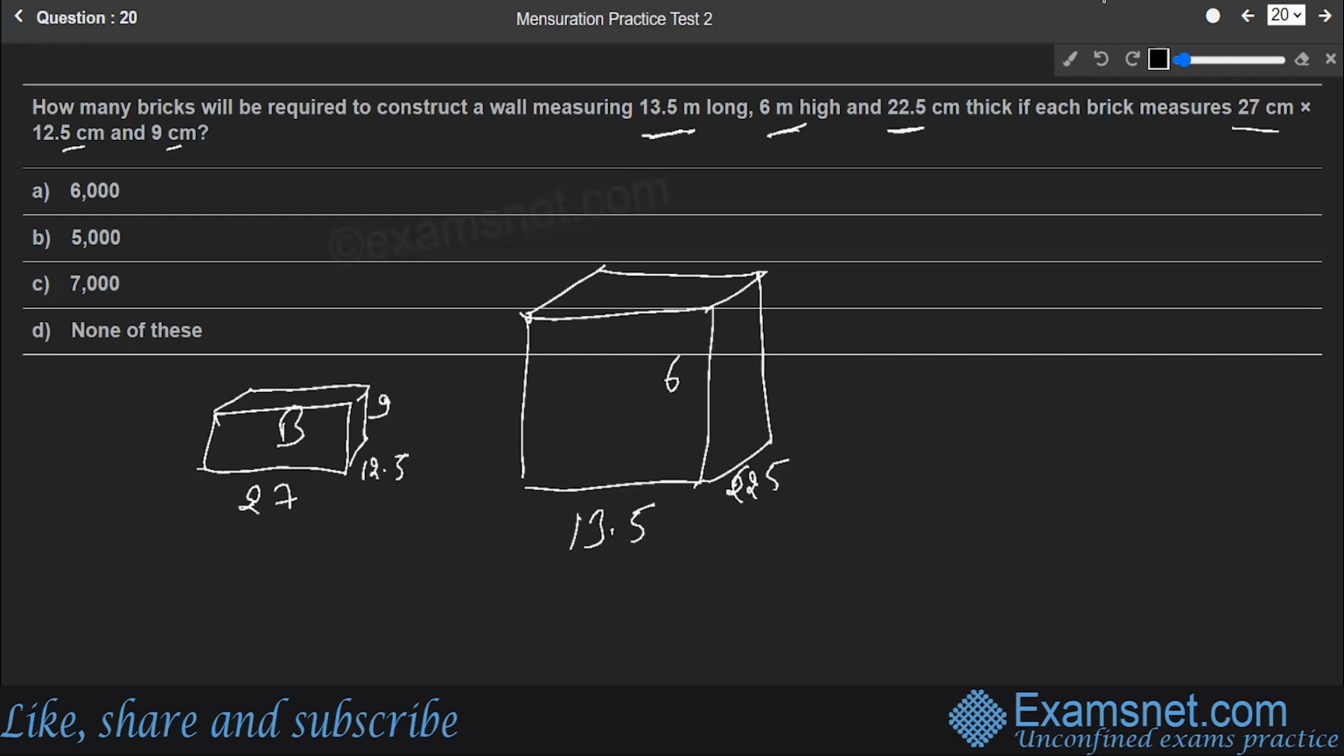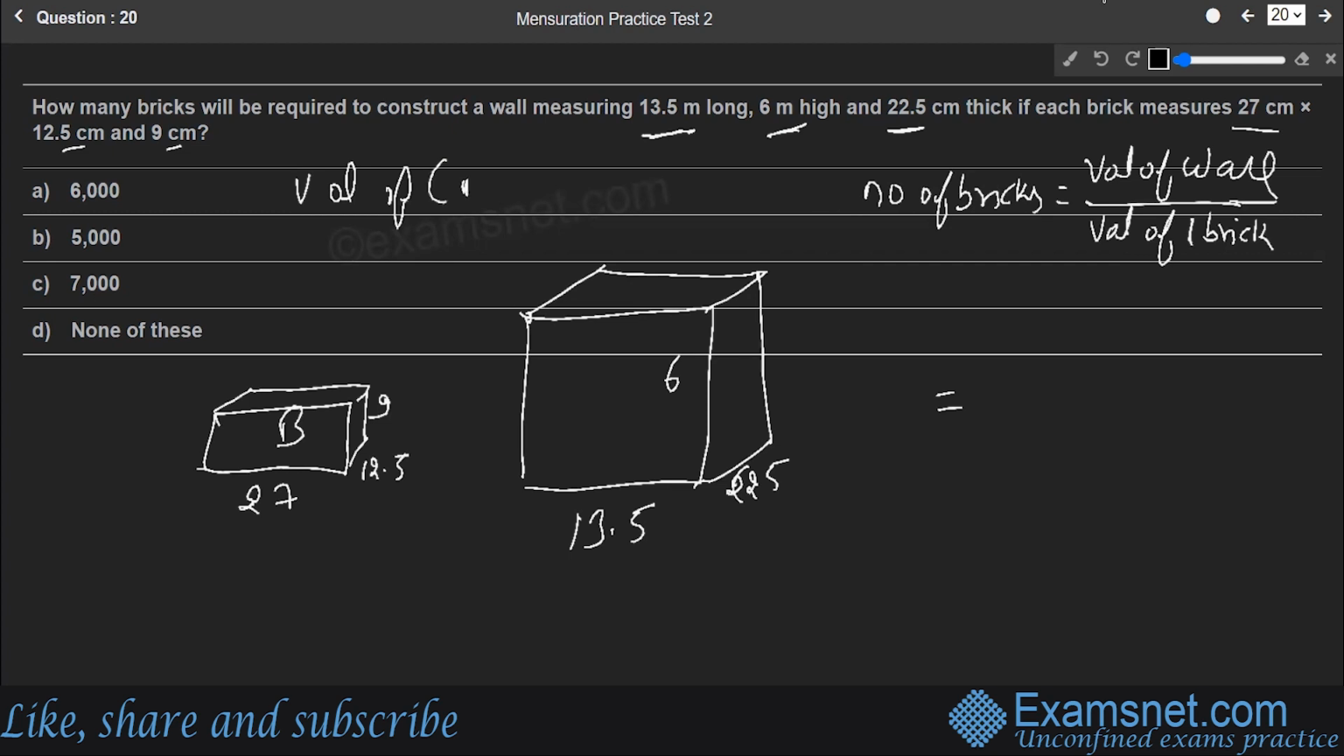Now he wants us to calculate how many bricks will be required. Clearly the number of bricks can be calculated by the division of the volume of the structures. So the number of bricks required is the volume of the wall divided by the volume of each brick. Let us find out. Volume of a cuboid is always given by L into B into H. The wall is of the shape of a cuboid and the brick is also of the shape of a cuboid.